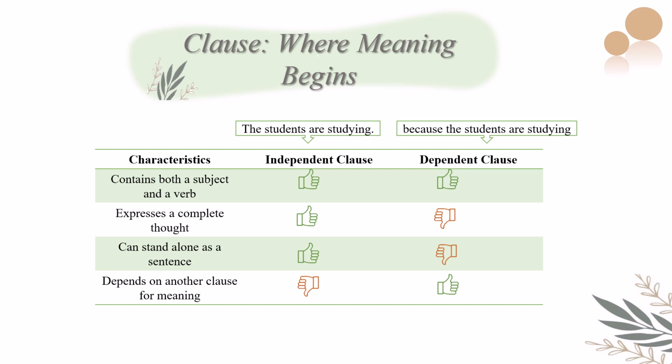Independent clauses do. That's why they can stand alone as a full sentence, as shown in the example, the students are studying. However, dependent clauses do not because they rely on another clause to complete their meaning. For example, take the dependent clause because the students are studying. This leaves us wondering what happened because they are studying. Now, if we add an independent clause, we can get something like, because the students are studying, we need to keep the noise down to a minimum. So remember, independent clauses are complete ideas that can stand alone, while dependent clauses are incomplete ideas that need support.